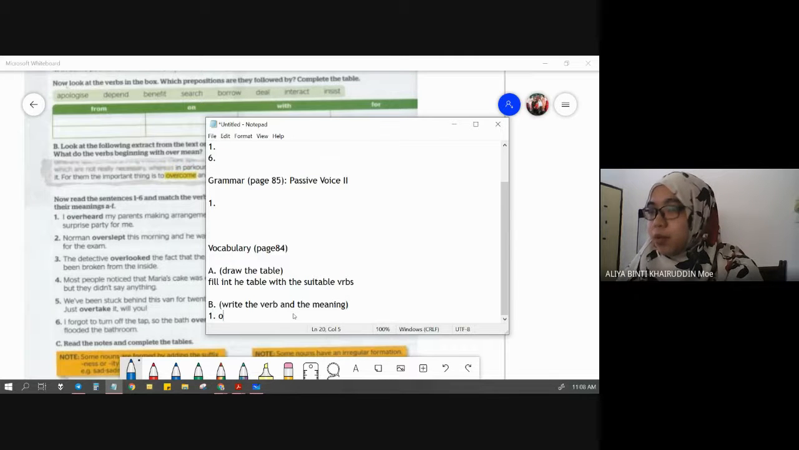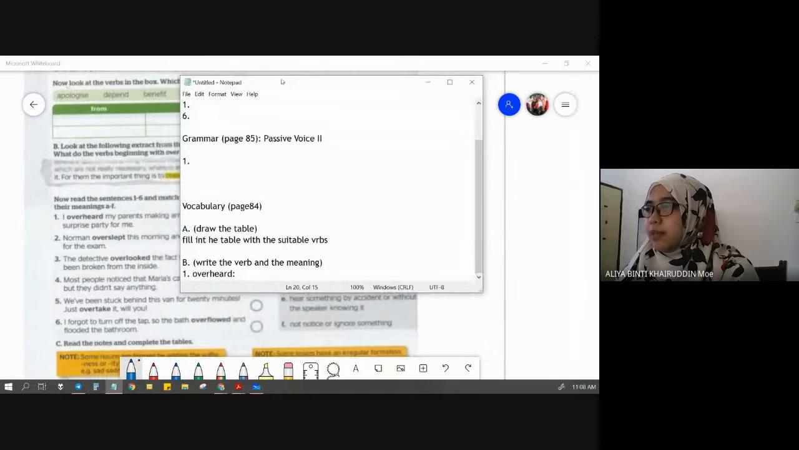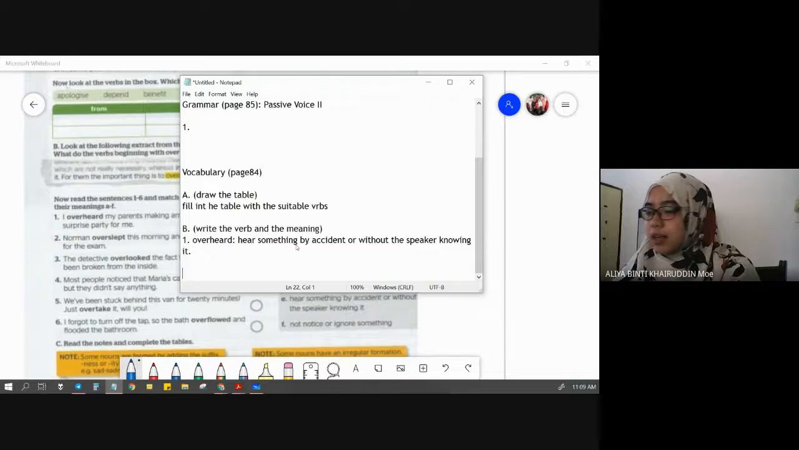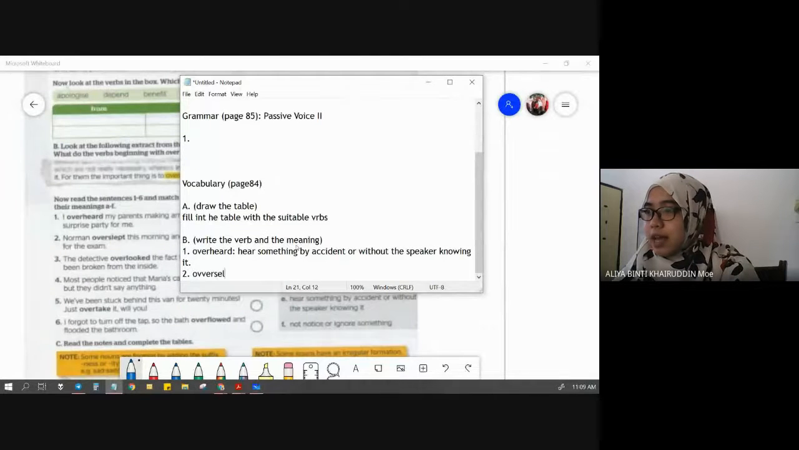For example, number 1 is overheard, right? So the word is overheard and the meaning is hear something by accident. So write the meaning E, hear something by accident, or without the speaker knowing. And then proceed with number 2, overslept.